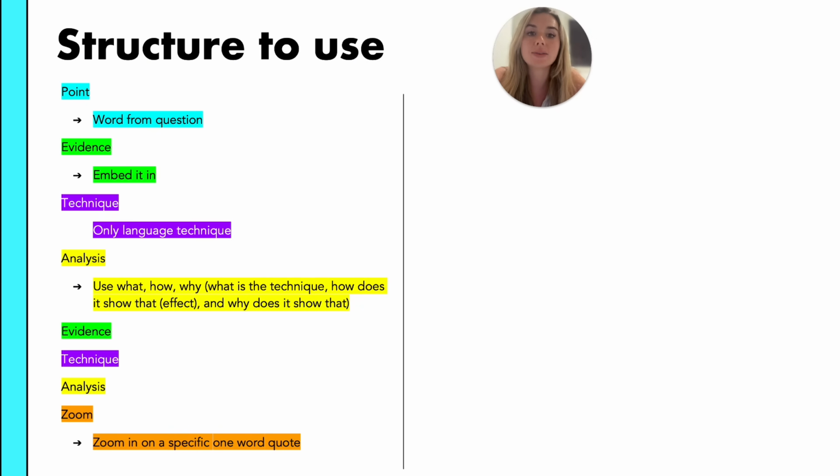Then T is for technique. We're only going to use language techniques. I'm going to show you a little example next to it. Analysis, we want to use what, how, why, basically saying what is the technique, how does it show that effect, and why does it show that, and I'm going to show you how to do that.